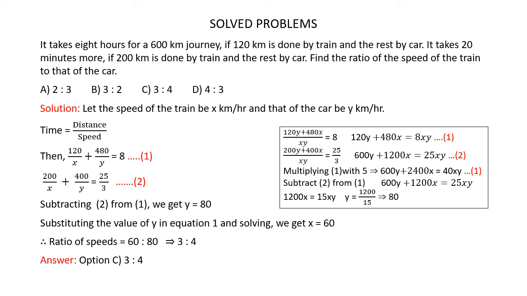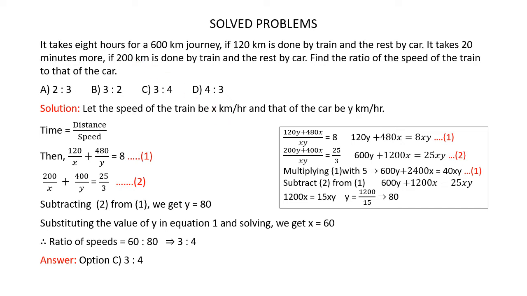Now it's given that in the first instance it takes 8 hours for a 600 kilometer journey. So 120 by x plus 480 by y is equal to 8. This is equation 1. Now in the second instance, 200 kilometers is done by train at the speed of x kilometers per hour. So the time taken by the train is 200 by x.